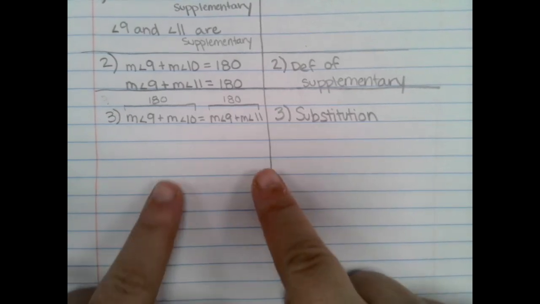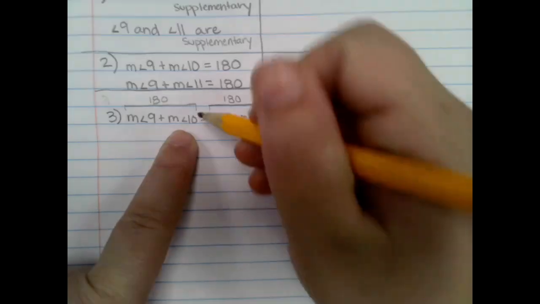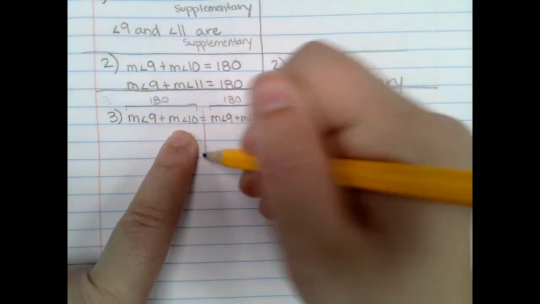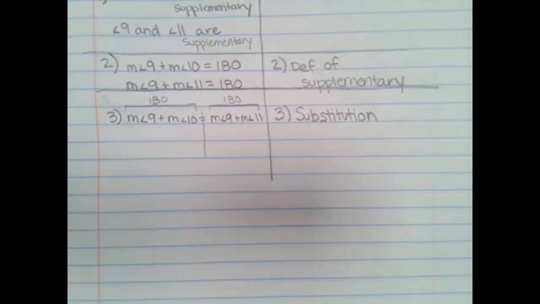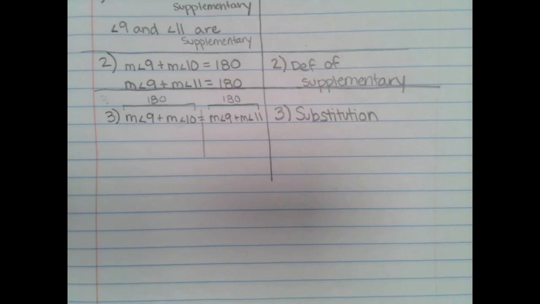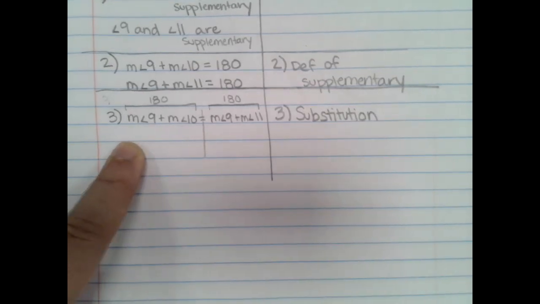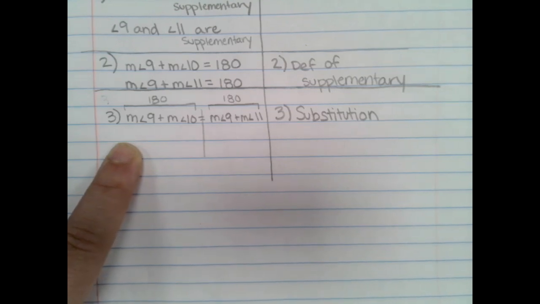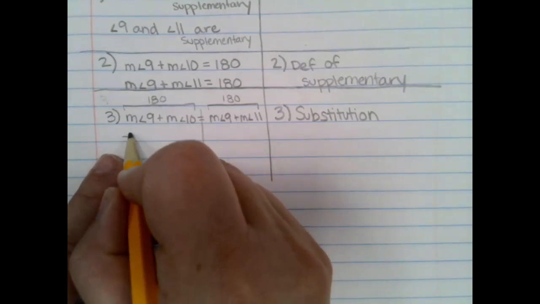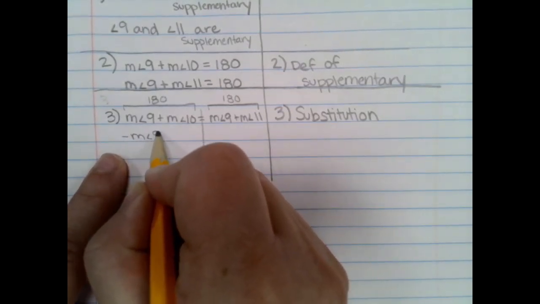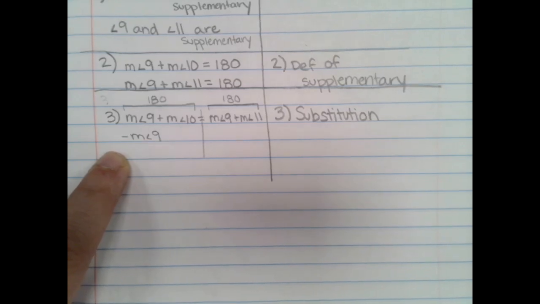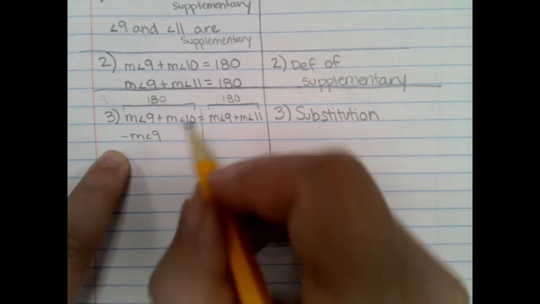All right, eventually we're just trying to get to 10 and 11. So what do you notice about our equation here on both sides? What does it both have? Angle 9. Can I undo adding angle 9? Yeah, how would I undo adding? Subtracting. So subtract measure of angle 9. And I can do that as long as if I do it on one side, I do it on the other side.